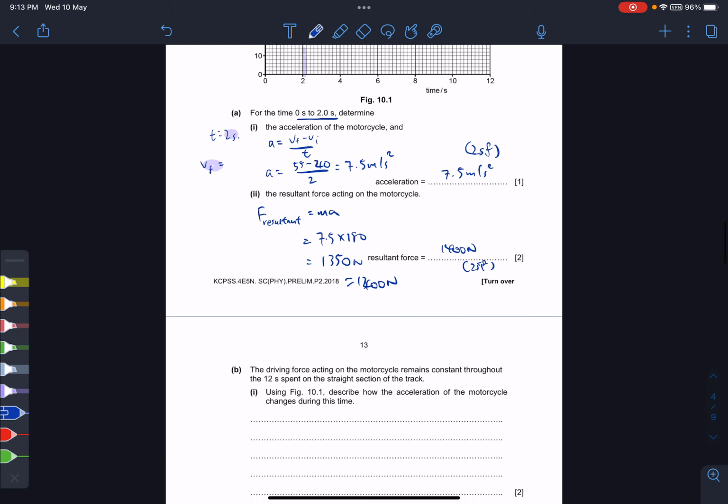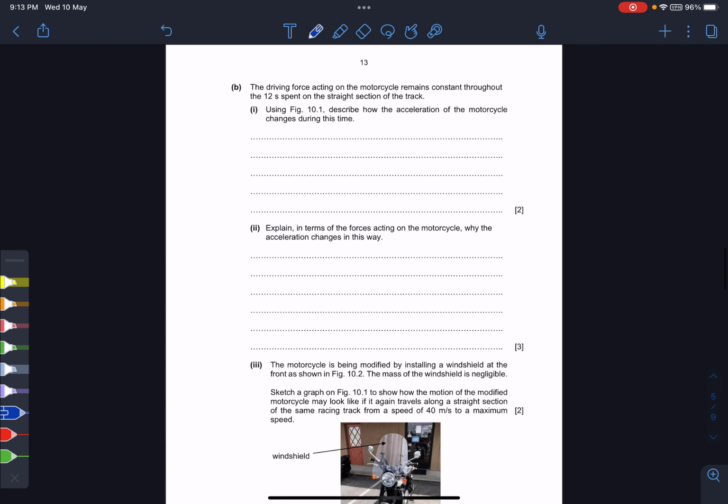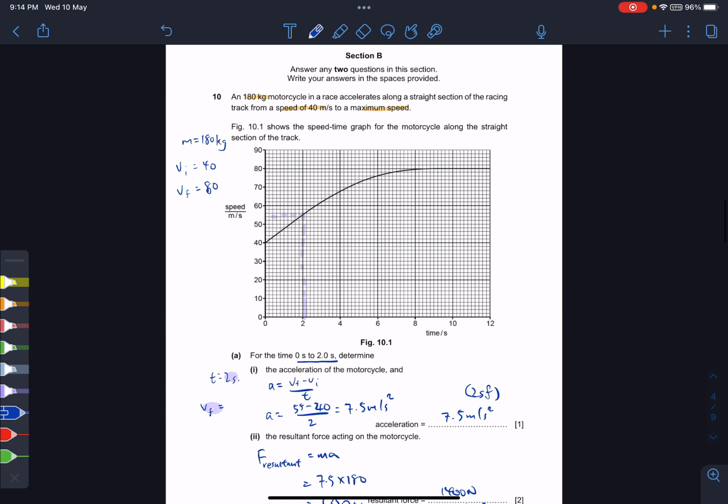Okay, so next segment. It says the driving force acting on the motorcycle remains constant. Okay, force is constant. The driving force means the motor. It says it remains constant, so the motor force is the same throughout the 12 seconds. So using 10.1, let's look at the graph.